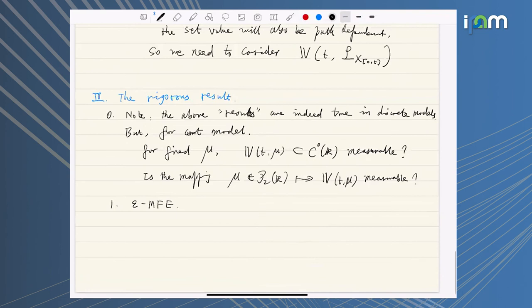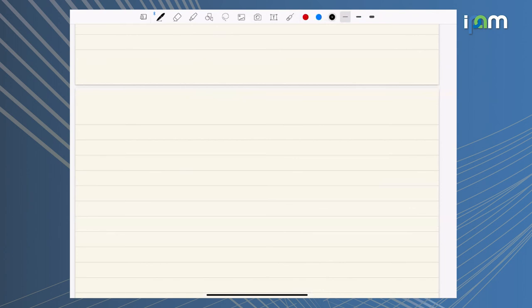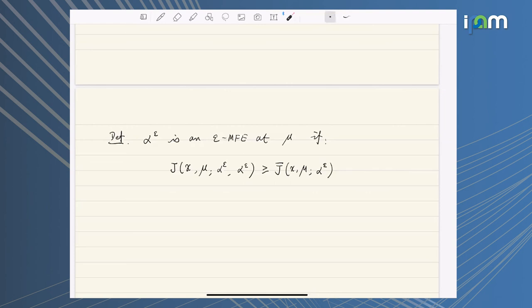Let me put it in here. So I'll say alpha epsilon is an epsilon mean field equilibrium at mu if... Now let's see what should it be. So the standard setting should say this. J of x, mu, alpha epsilon, that's for the others, and now that's for yourself. J bar, that's the maximum value, alpha epsilon. So for equilibrium, that's equal, yes? For equilibrium, that's equal. Now epsilon equilibrium says minus epsilon, okay?